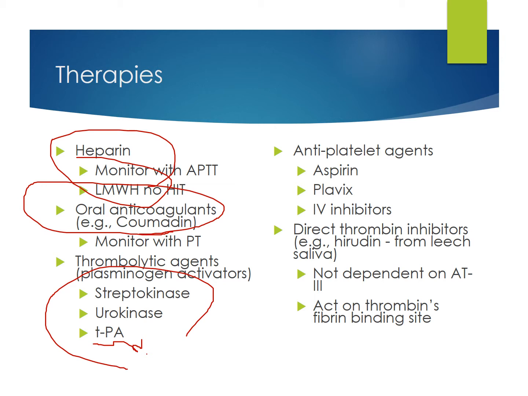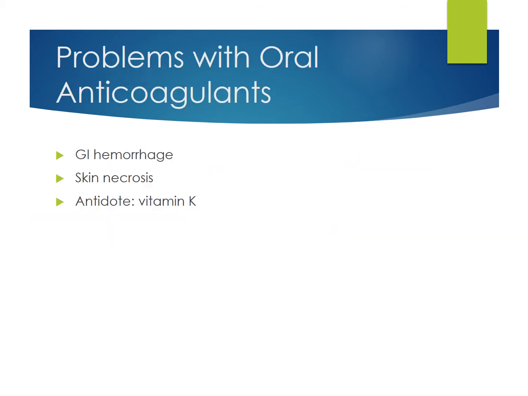If we're targeting the initial platelet plug, we can use agents like aspirin, Plavix, or inhibitors. But if you do use Coumadin or heparin, they do not come without risks. You can bleed, skin necrosis, although I haven't really seen that much myself.